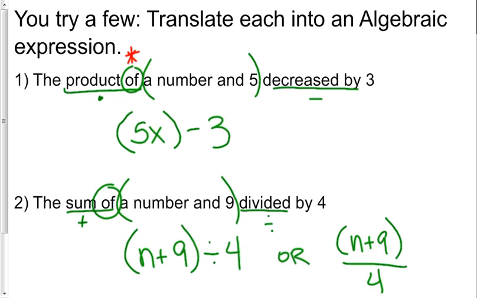Number 2, we have the sum of a number and 9. Once again, we've got that "of." So whatever follows, we put in parentheses the sum of a number and 9. That's n plus 9 divided by 4. So we use division. So you could have parentheses n plus 9 divided by 4, or you could write it in fraction form, n plus 9 over 4.